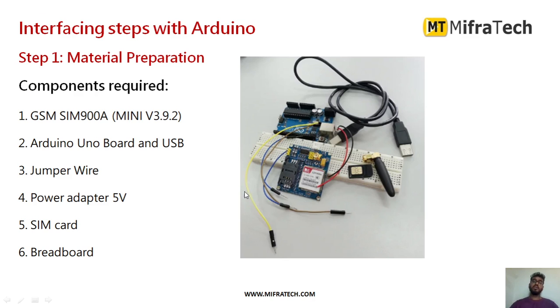Next we'll see what the different components required are to interface this GSM with Arduino. In this example I am using a GSM SIM 900A, which is a mini version, and an Arduino Uno board. We require some jumper wires to interconnect, and we are using a power supply.